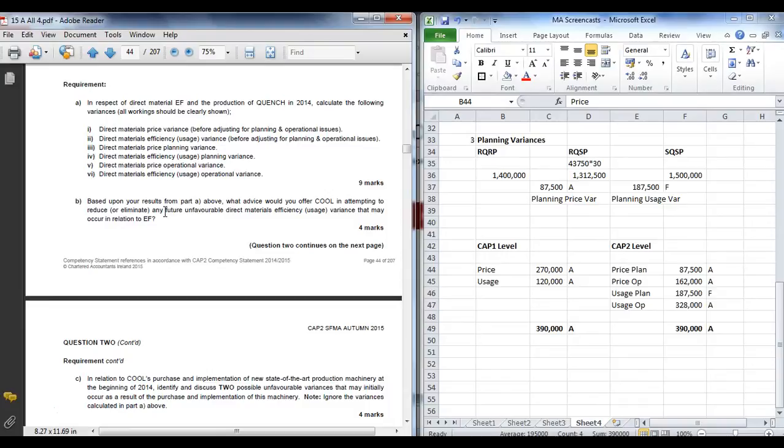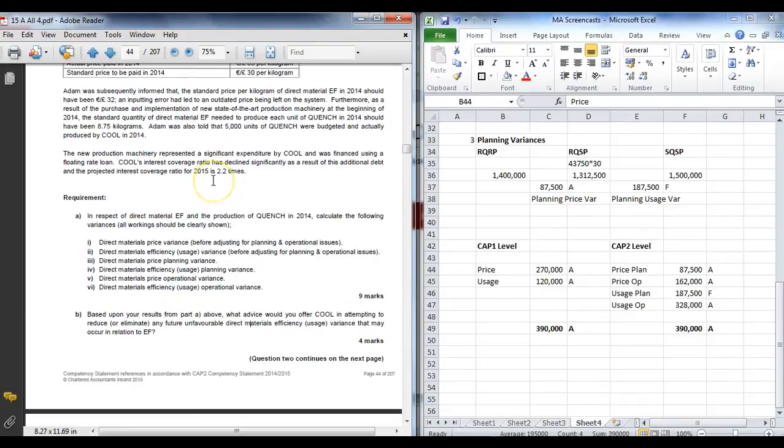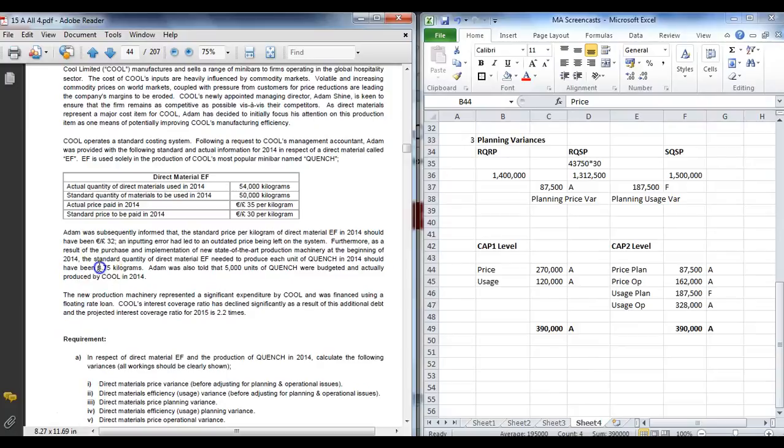So if I was looking at here, how would you offer advice to reduce unfavorable usage variances? Well, the obvious one is perhaps the standard is out of date. Given the fact that they've updated the revised standard here because they have new machinery, it may take a while to figure out what the actual standard should be.